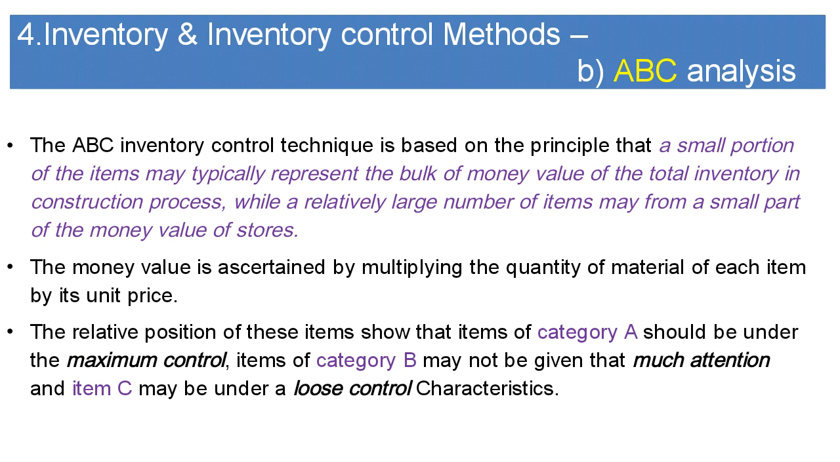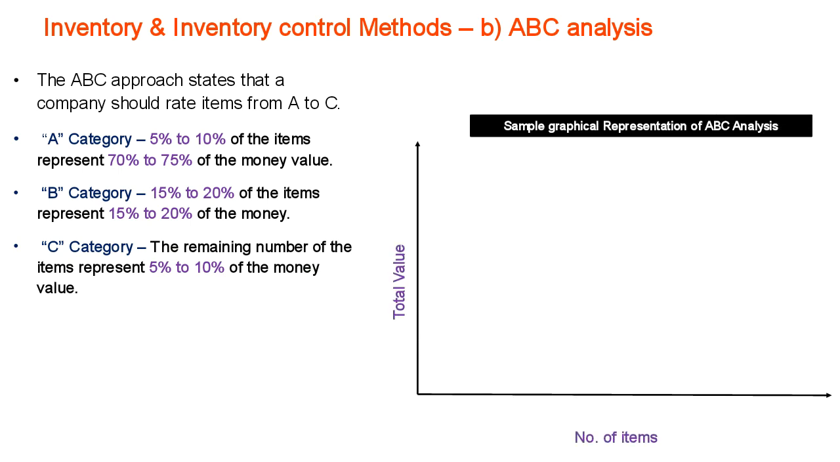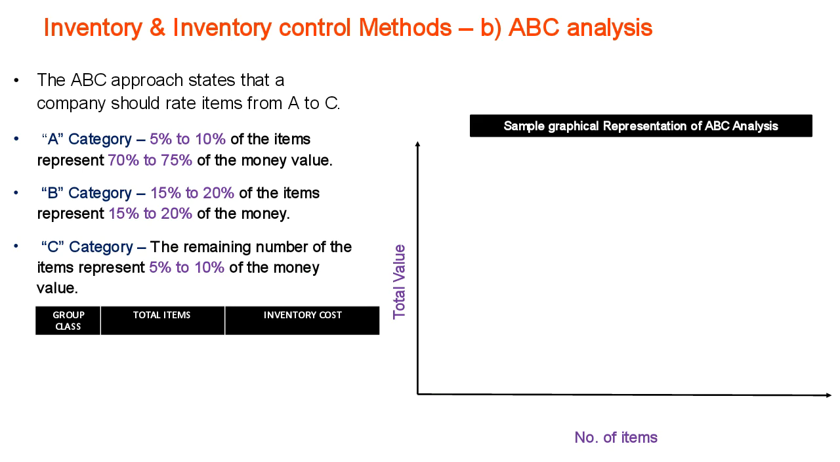The money value is ascertained by multiplying the quantity of material of each item by its unit rate, as you all know. I think you'll understand the relative position of these items only if you see the table. The ABC approach states that a company should rate items from A to C. Category A corresponds to 5% to 10%, or this percentage limit can vary, of the items, which represent about 70 to 75% of the money value. Similarly, B items are 15 to 20% of the total items for a project and constitute approximately the same percentage of money, whereas C items constitute a much larger proportion of items, but at the same time represent only a small fraction of the total cost.